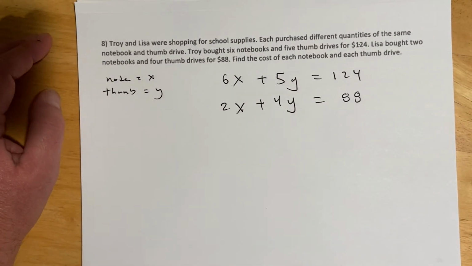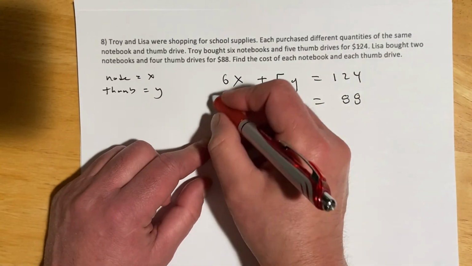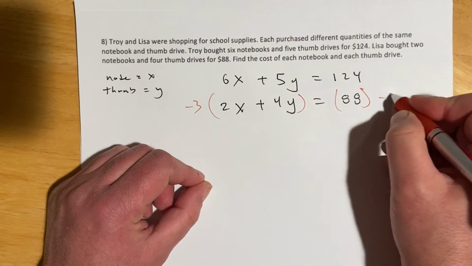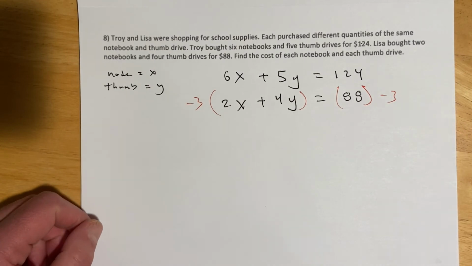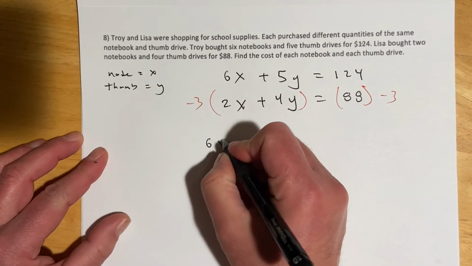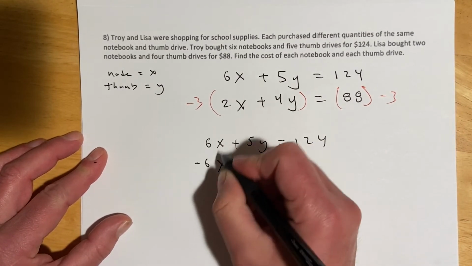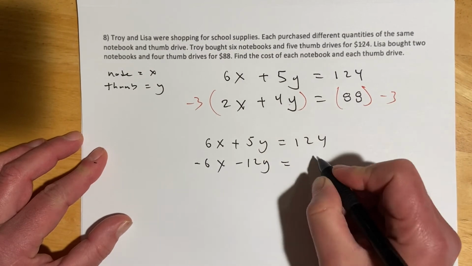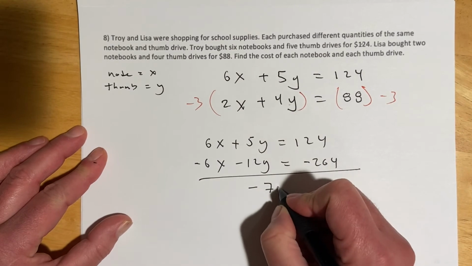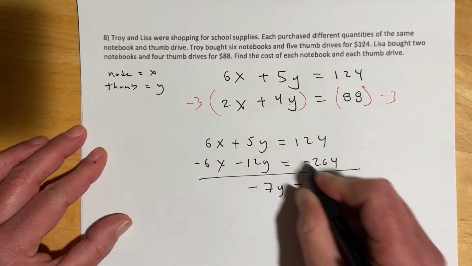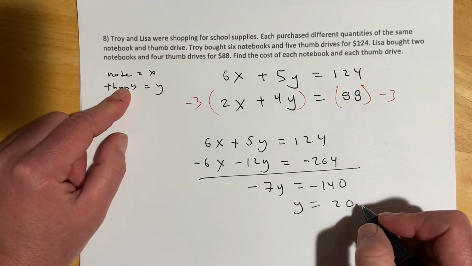So I can solve the system for either Y or X. Here I'd have to bring both these up to 20. Here I would just have to do a -3 to that second equation to bring it to this 6 and -6. That looks like less work, so that is the way that I did it, but those are both valid ways to solve. So I'll just copy down the first equation, and then this would be -6x minus 12y equals -264. This is -7y equals -140, and then dividing, y equals 20, so that was the thumb drives.